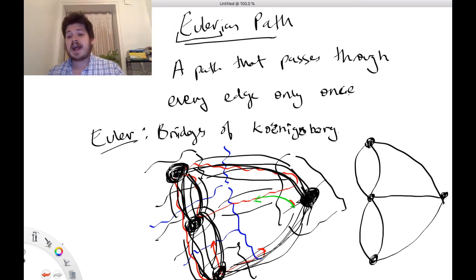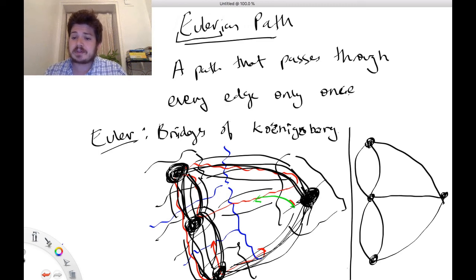So now looking at this graph, is there a path that goes through every edge only once? And the answer is impossible. So we'll talk about this next time. We don't really have enough time now to get into it. But this is really what founded graph theory.